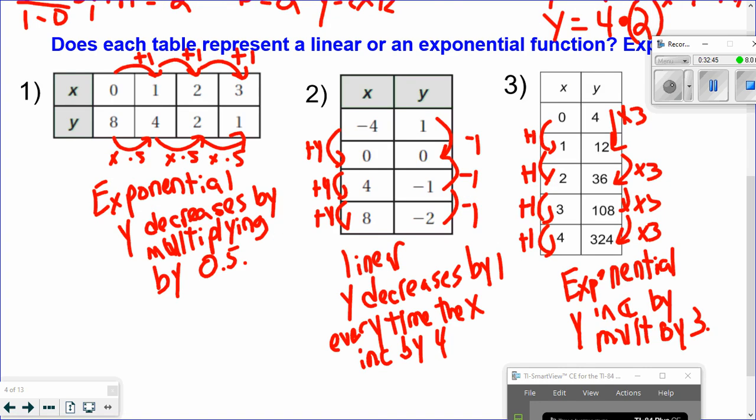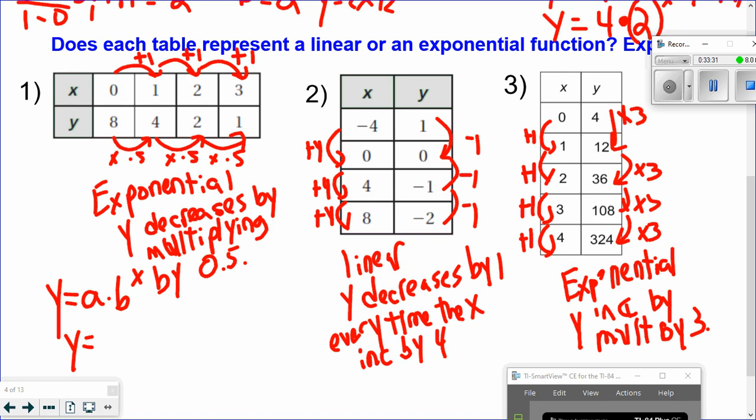So here we go. The first one, you're basically saying that's exponential because as the x increases by 1, the y decreases by multiplying by 0.5. That is an exponential function. Number 2 is linear because as the x increases by 4, the y decreases each time by 1. It's by subtraction of 1. And number 3 is exponential because as the x increases by 1, the y is increasing by multiplying by 3. And that's about it.